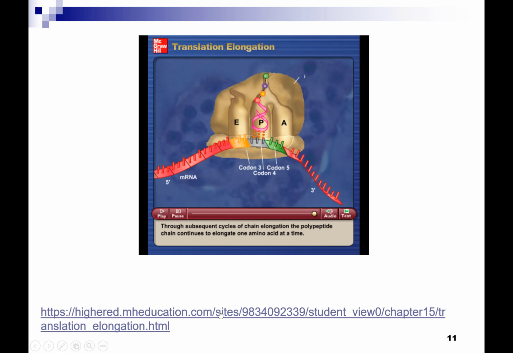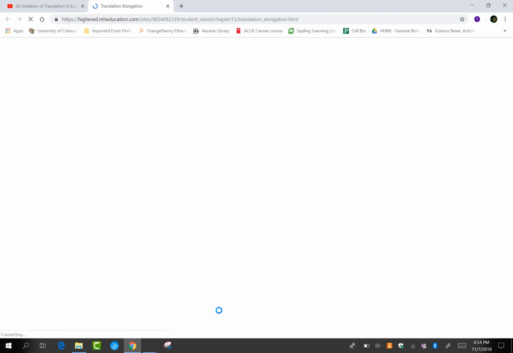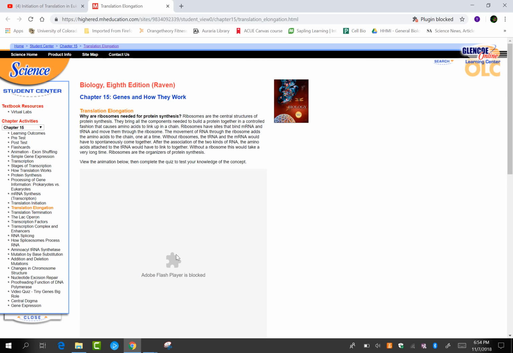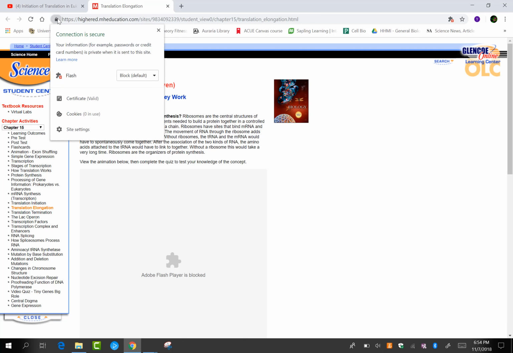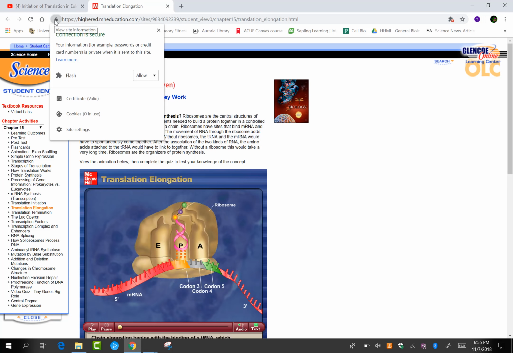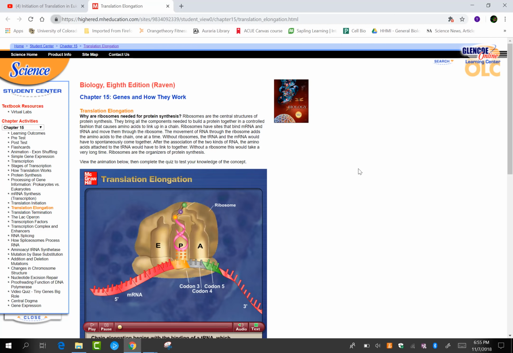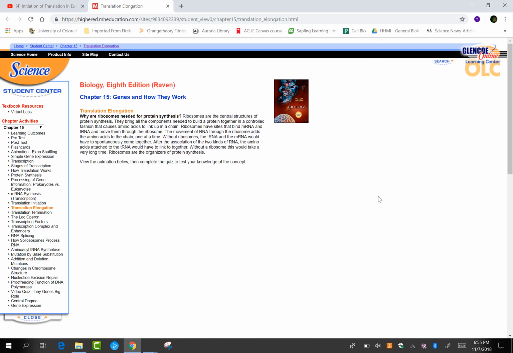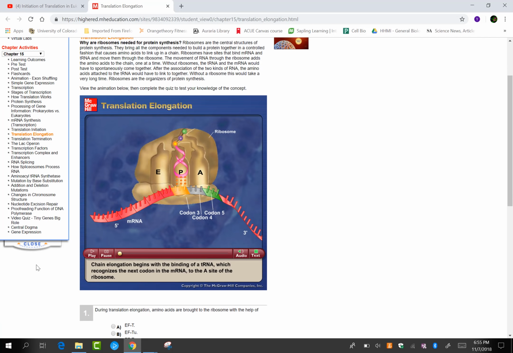Translation, elongation. Would like to see if this works. Oh darn. Okay, so you have to have Adobe Flash Player. And apparently I don't have it on this computer. Let me just see something. Sometimes you have to go up to that little lock thing and hit allow. I don't know why it's such a pain in the tush. Okay, let's see if this will play and I can walk it through with you.